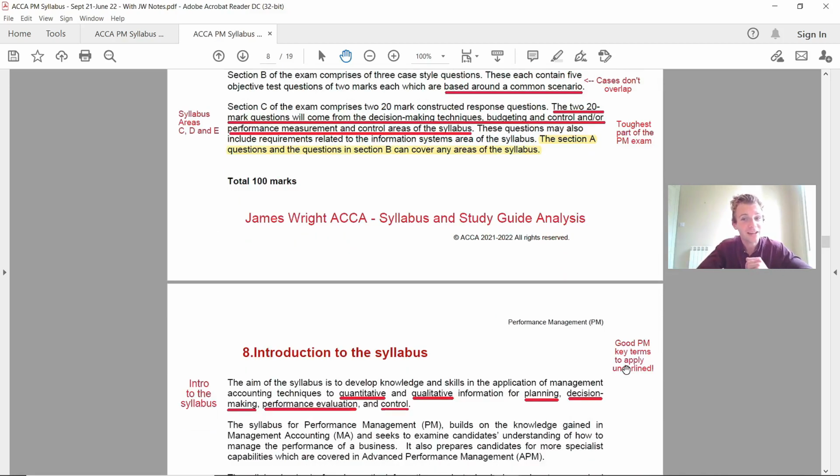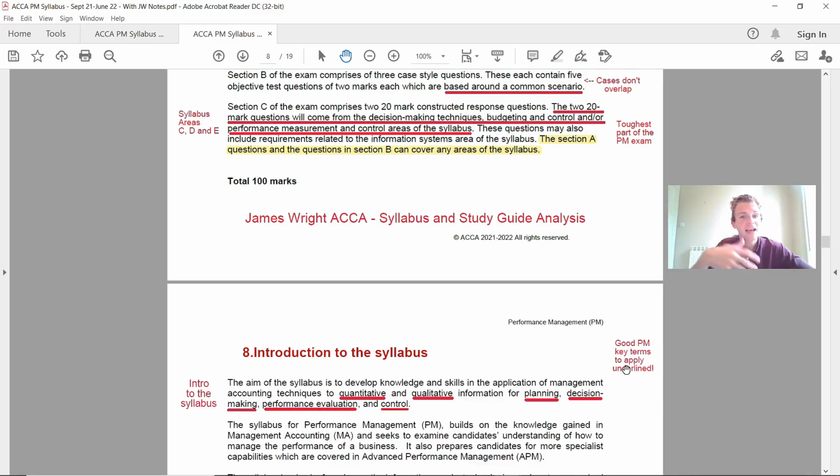Now, we come on to section C, and this is critical. This is the toughest part of the PM exam, but the actual PM examining team are highlighting to you which areas of the syllabus, which we'll be coming on to later, are tested in section C. And these are for 20 mark questions. Or in other words, if you don't get these particularly right, you've got a very low chance of passing the exam, where the 20 mark questions will come from the decision-making techniques, budgeting and control, and/or performance measurement and control areas of the syllabus. And these are syllabus areas C, D and E, as you can see on the side. So make sure you've got that written down.